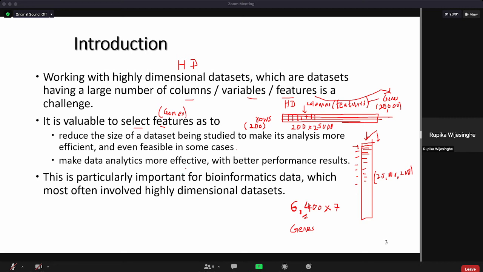That means, as I said, the signal to noise ratio, right? Yeah, so the signal to noise ratio will affect the analysis. So it is important to have only the few important features. This is particularly important for bioinformatics data, computational biology data, because we are most often involved in high dimensional data sets.